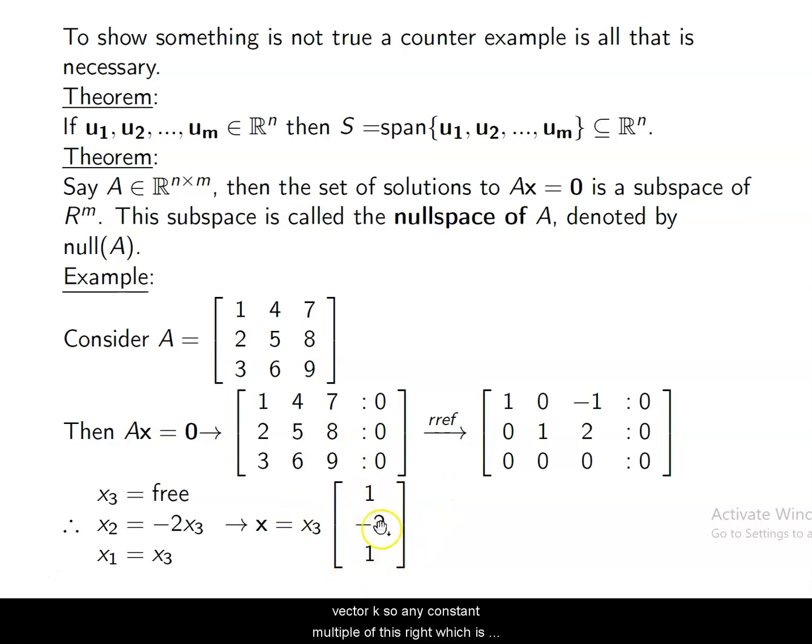Any constant multiple of this vector, which is x3, if I were to plug it into this matrix equation that I have, I will always get out the 0 vector. So my null space is generated by this vector. Remember, it's the span of the vectors that you have. So the span of this vector is the null space of this matrix.